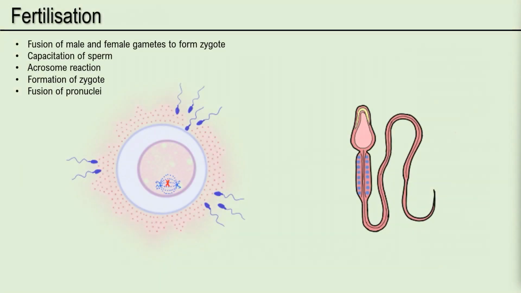So that was an awful lot of information to take in, but there is a little bit more now. However, thankfully, it's a bit more simple. So in order for fertilisation to occur, 5 steps need to take place. We need to have fusion of the male and female gametes. We need to have capacitation of sperm, acrosome reaction, the formation of a zygote, and the fusion of the pronuclei.